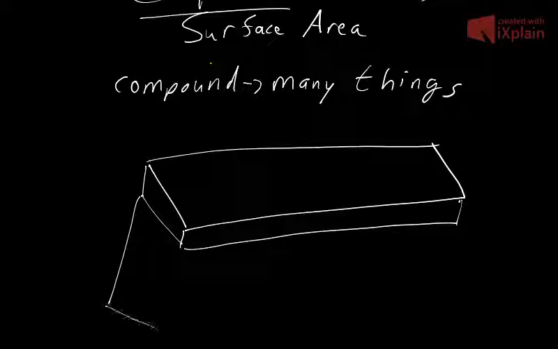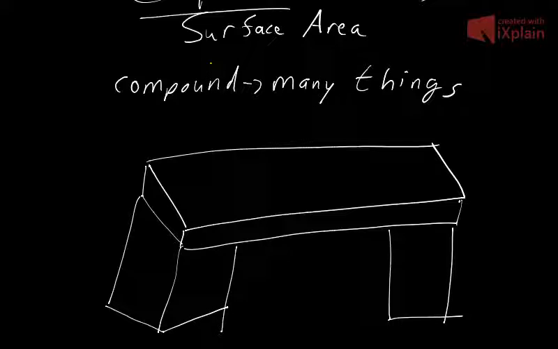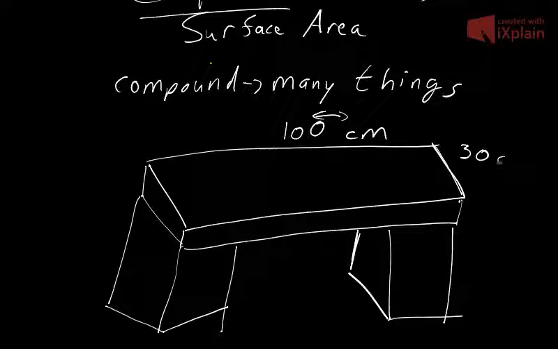And it needs to have a leg over here, and it needs to have a leg over here. Brilliant. Okay, so this desk is going to be 100 centimeters going left and right. This edge right here is going to be 30 centimeters. The height of this piece is going to be 5 centimeters.